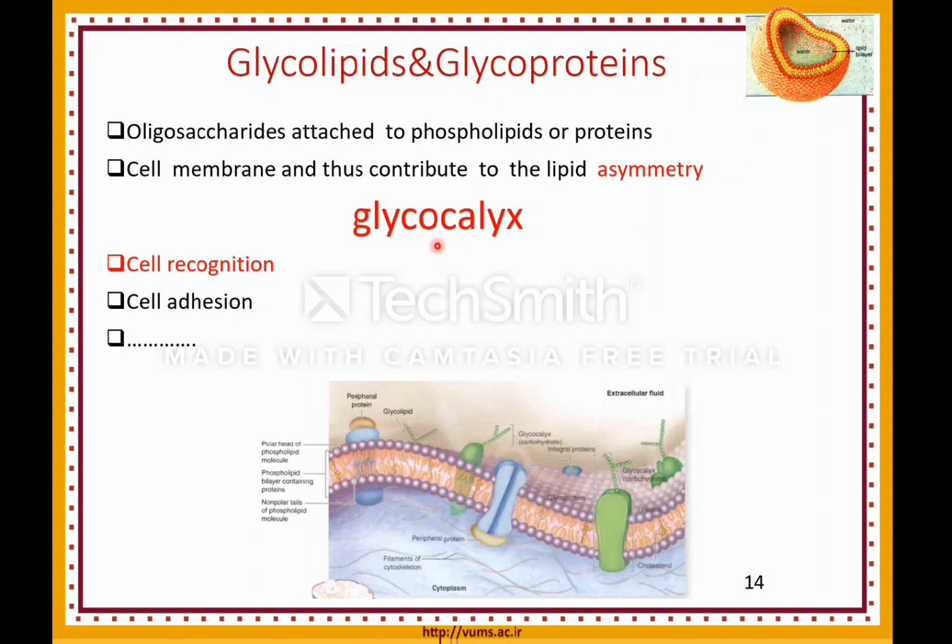Glycocalyx is the shell of carbohydrate in the outer part of the cell membrane that is involved in cell recognition, cell adhesion, cell identification, and other functions.